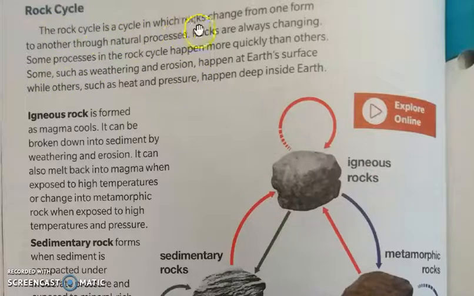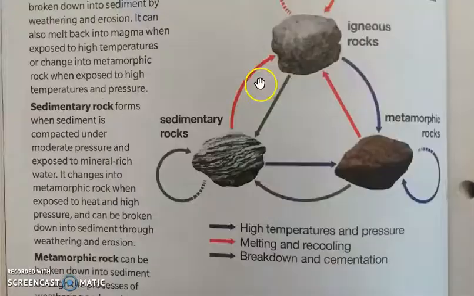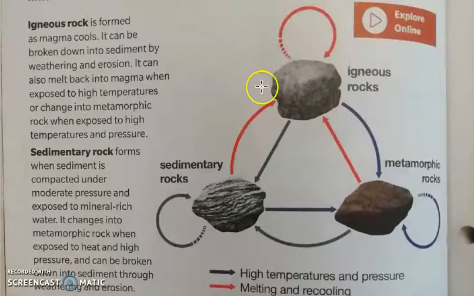So the rock cycle is a cycle in which rocks change from one form to another through natural processes. Rocks are always changing. Some processes in the rock cycle happen more quickly than others. Some, such as weathering and erosion, happen at Earth's surface, while others, such as heat and pressure, happen deep inside Earth. Okay? So we're going to learn about 3 different types of rock here that are in the rock cycle.